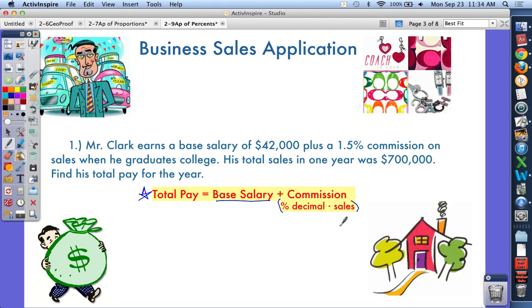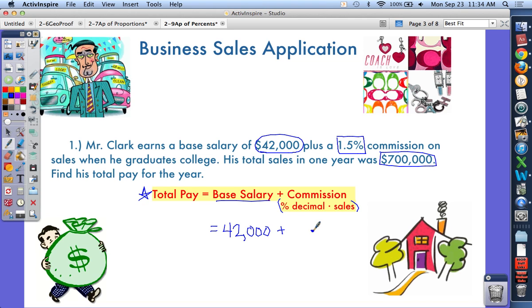So you have to pull the information out of this problem here. What's important? Fill in what you know. What does this 42,000 represent? What does this 1.5% have to do with anything? And what does this 700,000 have to do with anything? Well, his base salary was the 42,000, so that's going to go in right here. And then to find his commission, you need to multiply the percent that he's making commission on times how much his sales were.